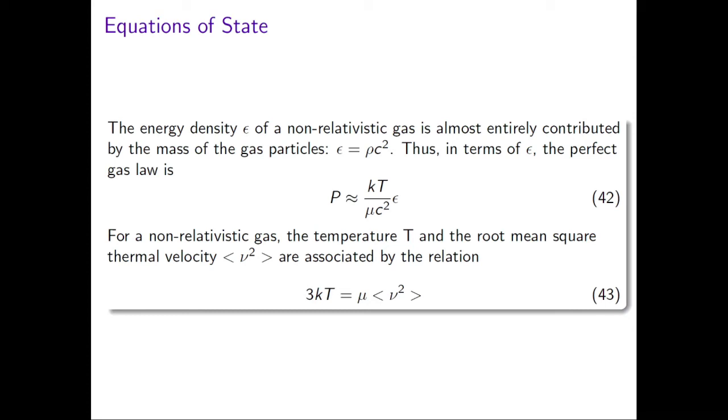For a non-relativistic gas, again, there is a relation between the temperature and the root mean square velocity. Root mean square velocity is basically the square root of the sum of the mass times individual velocity squared divided by the sum of the masses. Since we are including a lot of thermodynamics, these quantities are bound to show up. So you have the root mean square thermal velocity, v squared, and they can be related by 3kT equals mu times the root mean square thermal velocity squared.